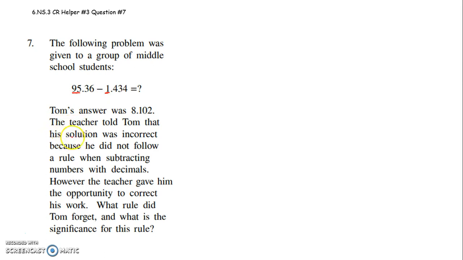The teacher told Tom that his solution was incorrect because he did not follow a rule when subtracting numbers with decimals. However, the teacher gave him an opportunity to correct his work. What rule did Tom forget? What is the significance of this rule? Okay, Tom forgot to line up his place values, right? Tom forgot to line up his place values.